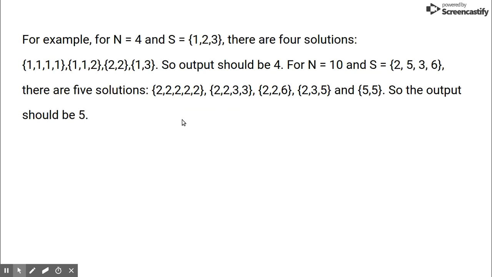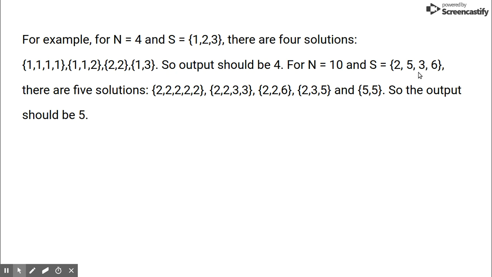For example, if n is equal to 4 and S is equal to {1, 2, 3}, I want to make change of 4 using 1, 2 and 3. There are four possible solutions: we can have 4 times 1, 2 times 1 and one 2, 2 times 2, and 1 and 3. The output should be 4. So we have four possible ways of getting change of 4 using 1, 2, 3.